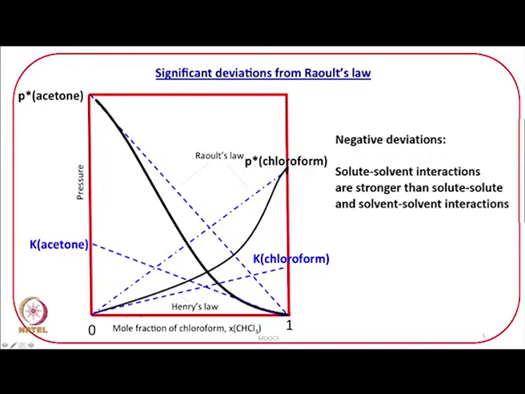You see, there are negative deviations in both. One example is acetone and chloroform, and another example is phenol and aniline, because phenol and aniline will form a stronger bond than intermolecular interactions within phenol and within aniline molecule when these are in the pure forms.